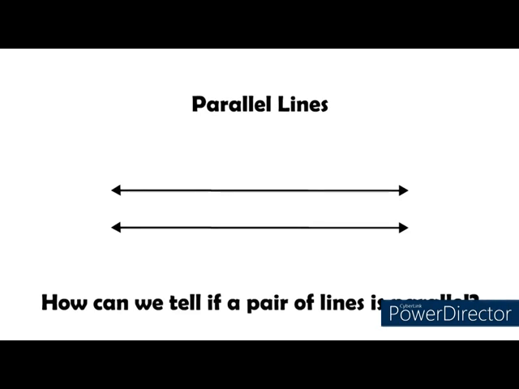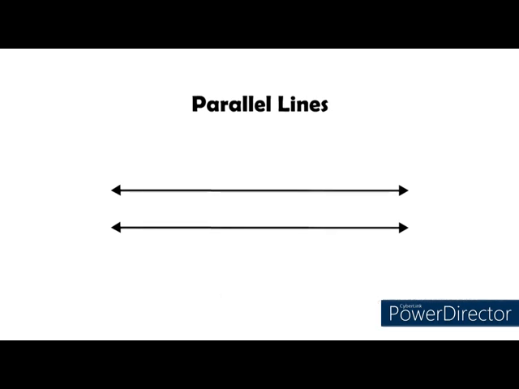How can we tell if a pair of lines are parallel? One thing we can consider is that they go on like this forever, just like rail lines. They will not intersect at any point.